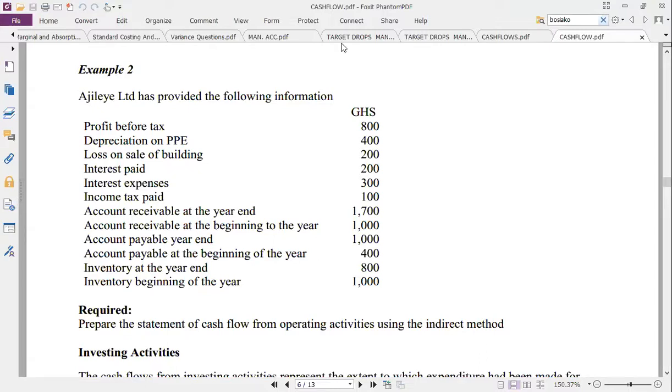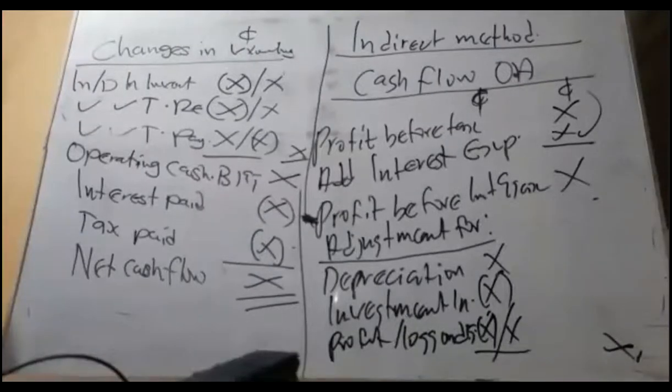So where are you going to start from? Profit before tax. That's the standard, IAS 7, the cash flow statement. Good. So the statement of cash flow is governed by IAS 7.